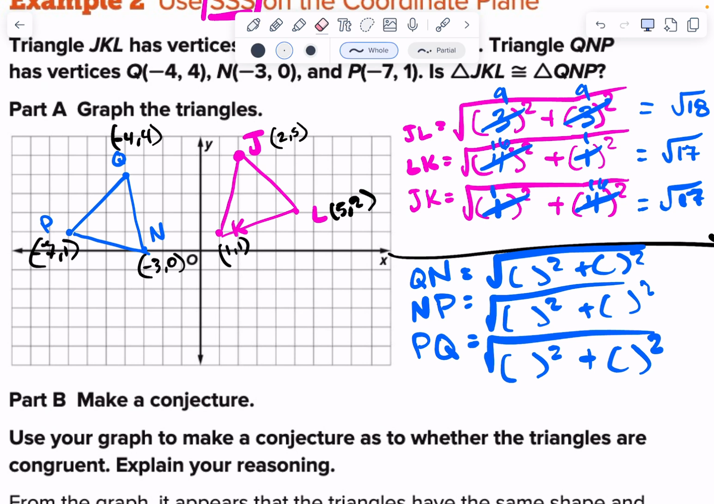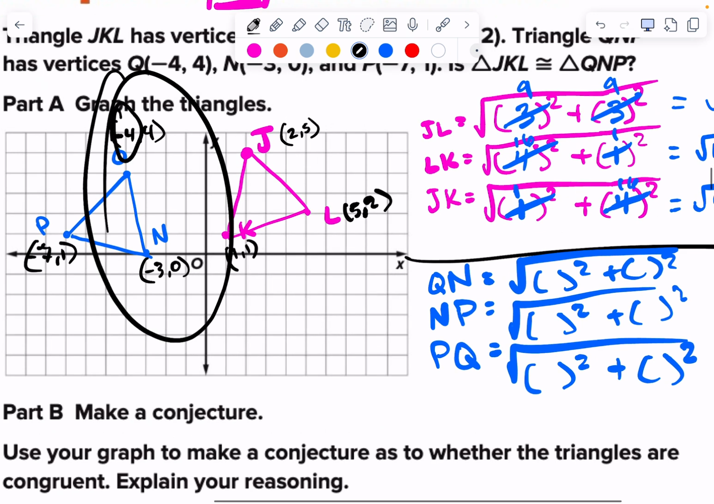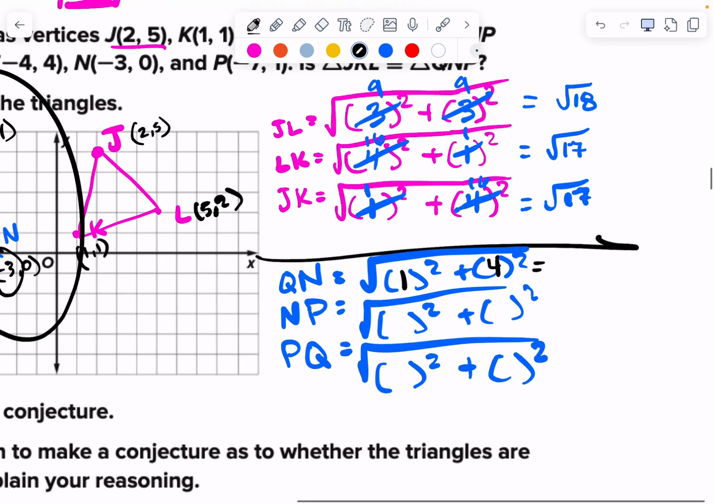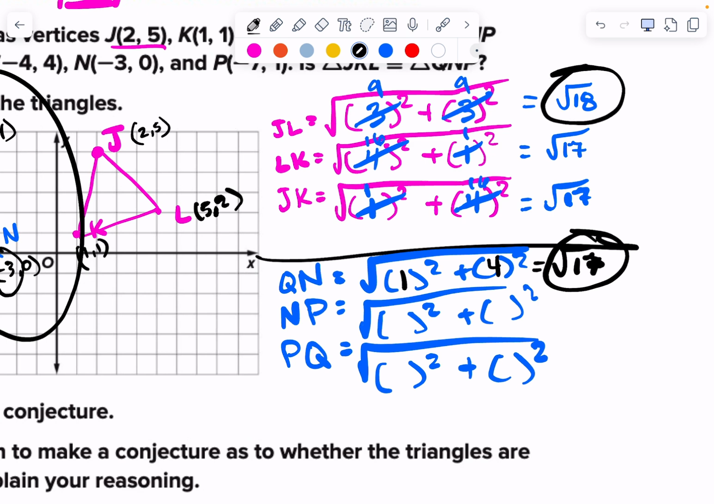All right. Okay, we're going from Q to N. How far apart is -4 and -3? I don't know. You tell me. No, not 7. 1. Okay. How far apart is 4 and 0? 4. And that's the square root of 17. But hold on. That doesn't match this guy. Shouldn't my first one here match my first one there? Not necessarily, because they could be rotated. All right. Here we go.